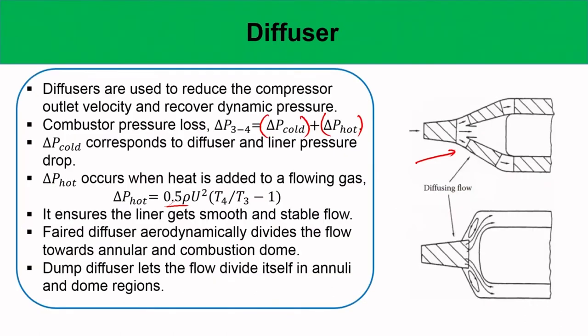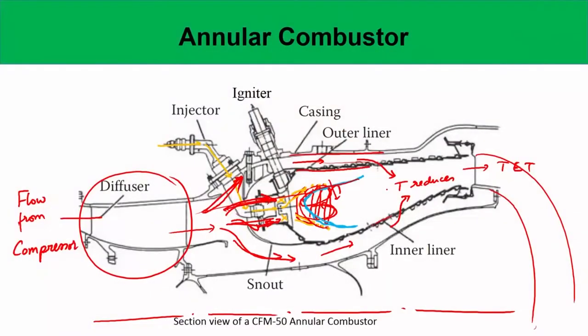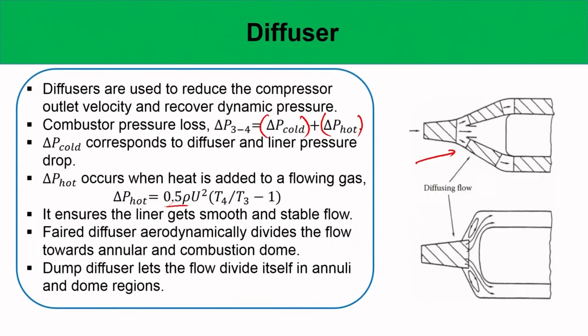There is no way to tell the flow to go this path or that path. All you can do is design the diffuser in a manner so that the flow gets divided in the proportion that the combustion designer wants. So the equivalence ratio here will essentially be governed by how the diffuser segregates the flow into the main dome region and the outside region. That is why the diffuser plays a very important role.